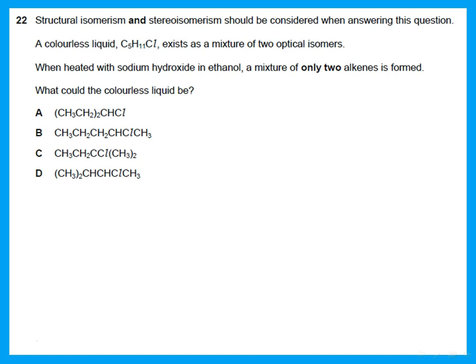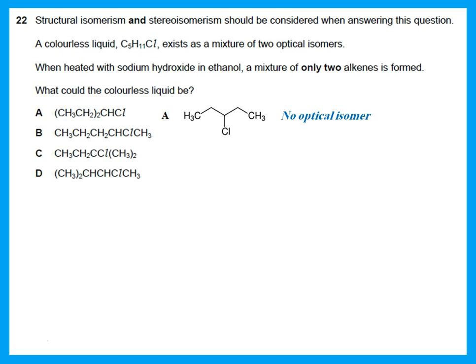So remember that we have C5H11Cl. Well, A is this compound. He says they should exist as two optical isomers. Well, it cannot be A, because A will not have an optical isomer, because the carbon is attached to two similar groups. So we have CH2CH3 on one end and CH2CH3 on the other. So this is not an optical isomer.